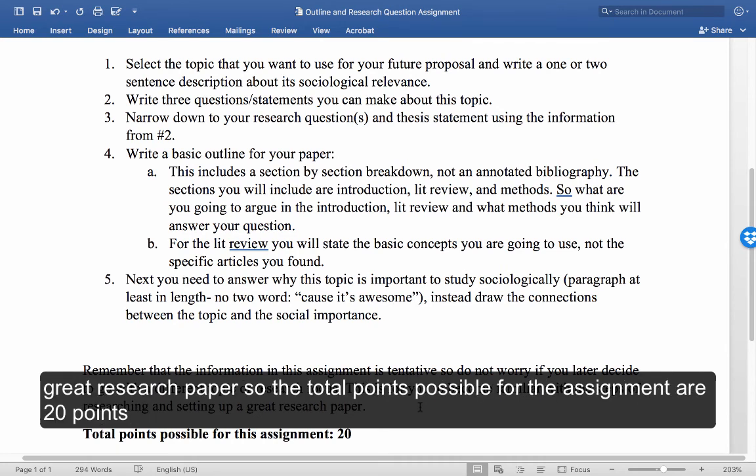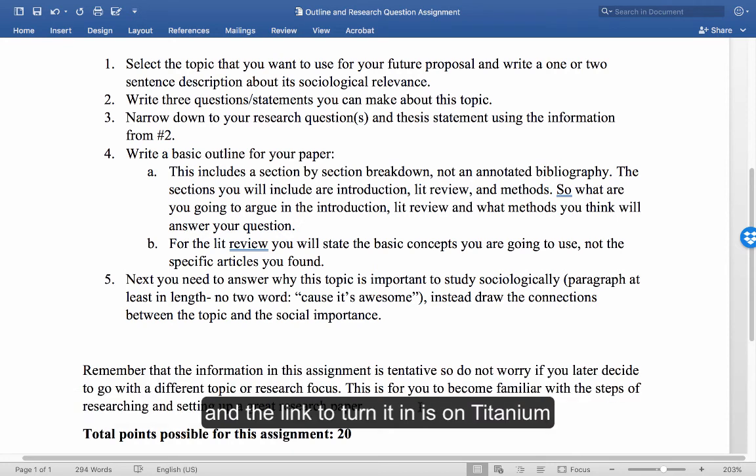So the total points possible for the assignment are 20 points. And the link to turn it in is on Titanium. If you have any questions, feel free to email me or come to Zoom office hours.